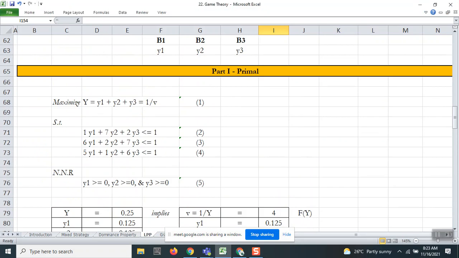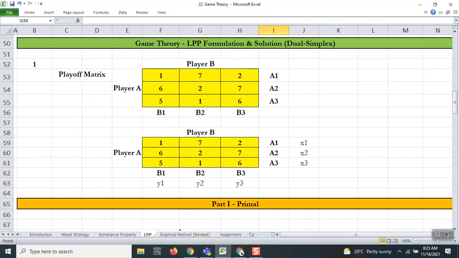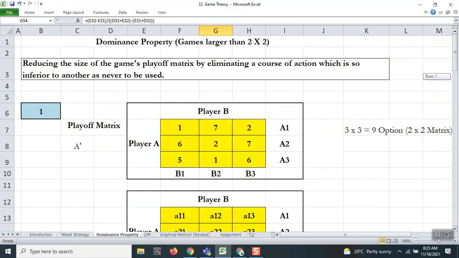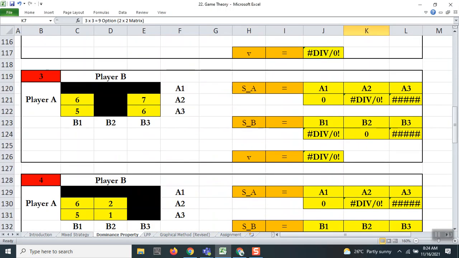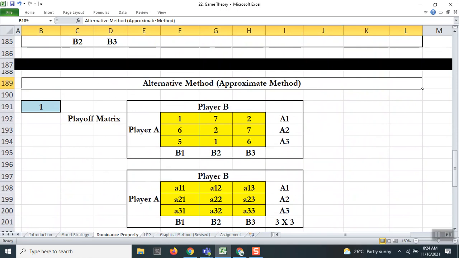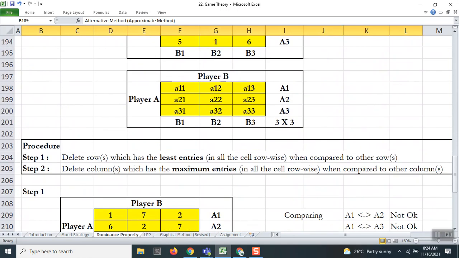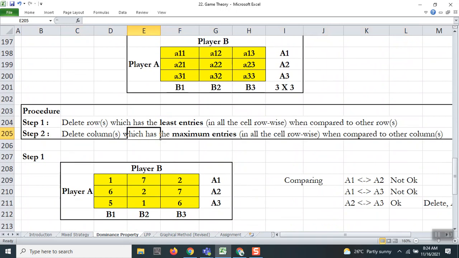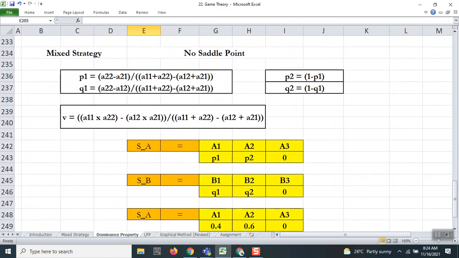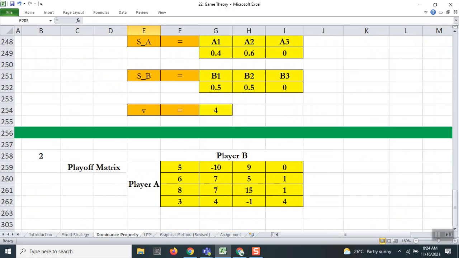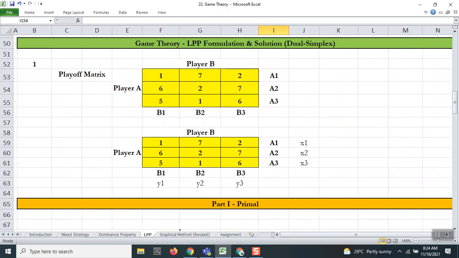Right, so let me quickly repeat. In the dominance property, we talked about the problem and looked into all 9 options. Then we also developed an approximate methodology and solved it using the standard decision rules, and we yielded a value that is more optimal in this case. Then we also saw how to solve the problem using a linear programming problem. This is the formulation. We use the dual simplex method.